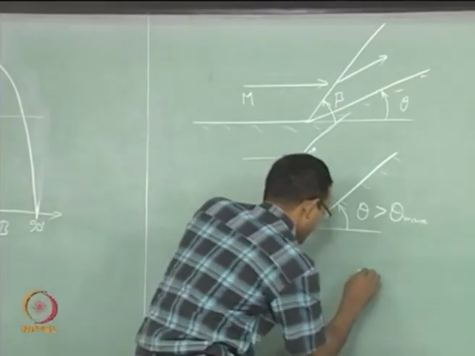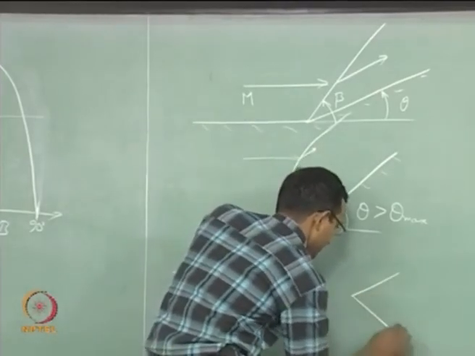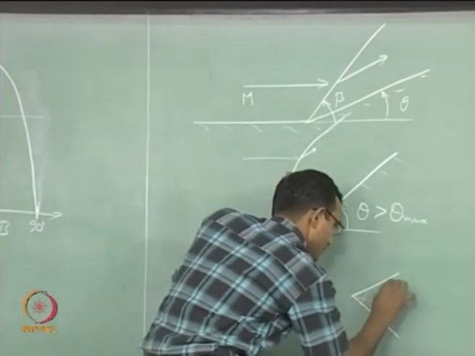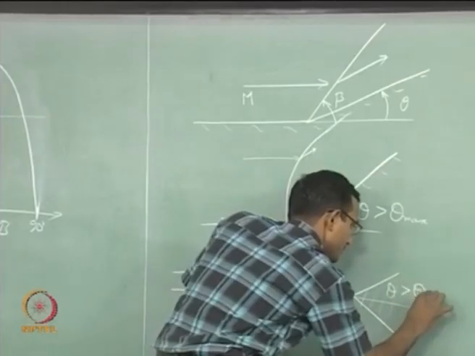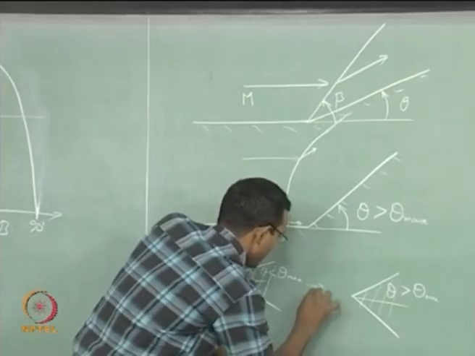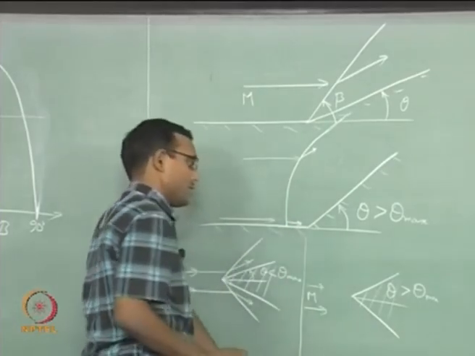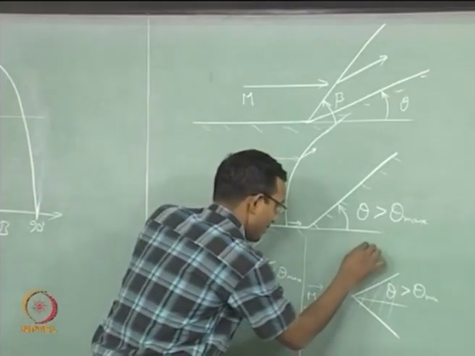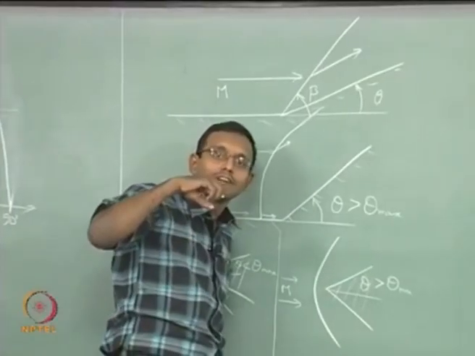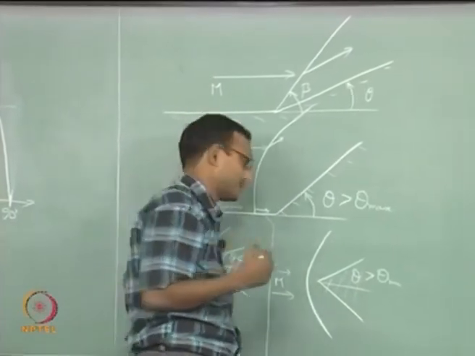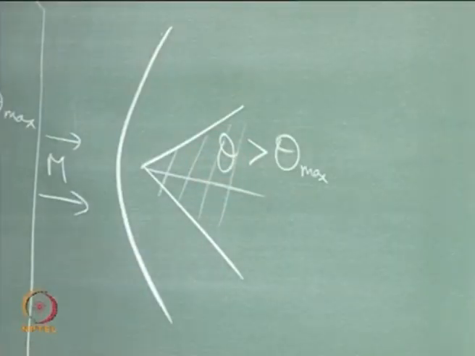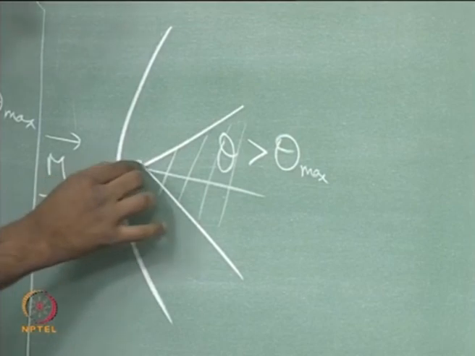If I have theta greater than theta max here and I have a problem like this, flow incoming is having a Mach number m and it is uniform, and what we will see will be a bow shock, similar to what we saw in front of a sphere in the video 2 classes back. It will look something like this. And there is a particular detachment distance.